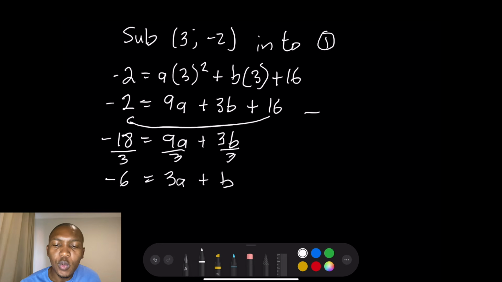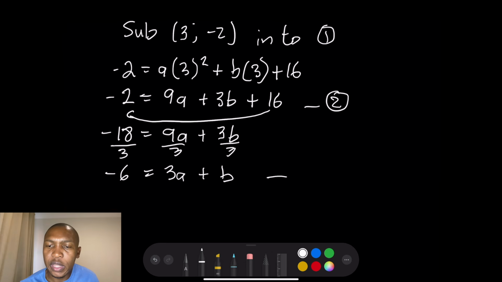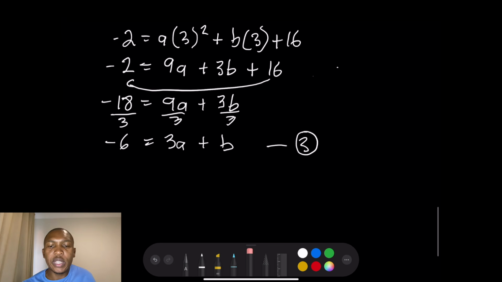So in this case, we had already called that equation 2. Equation 2 is that other one. So this will be equation 3. Let me just remove that 2 there. Right, so that will be equation 3.